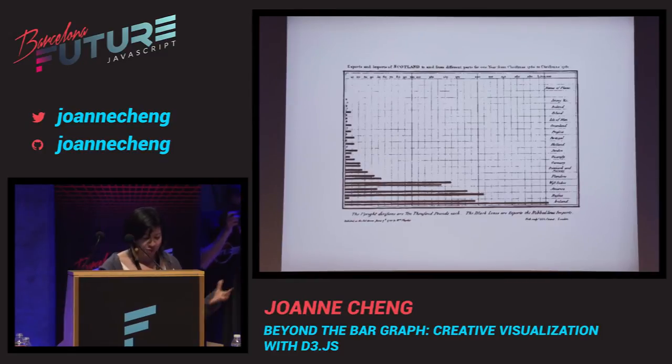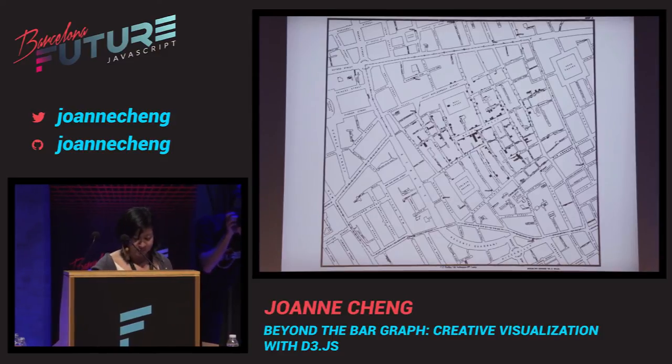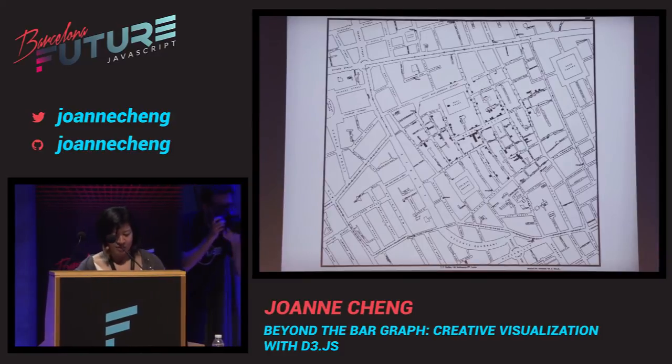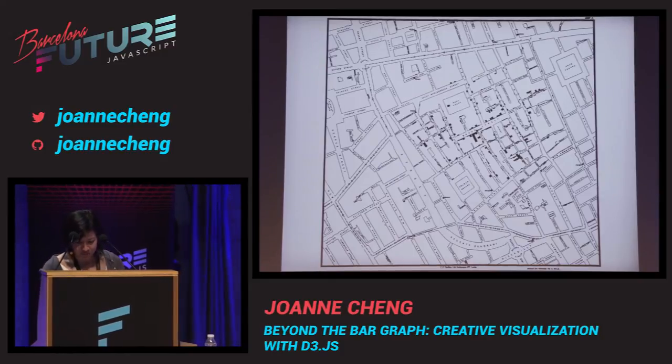Because of this book and other books he wrote, he inspired other interesting representations of data. And this is one of my favorite data visualizations. This is a map of the Soho district of London. It's a map of the cholera outbreak in London in 1854. When this outbreak happened, there was a theory that all the diseases and all the death was caused by pollution or bad air. But Snow's theory was that it was caused by a contaminated water pump, particularly this one.